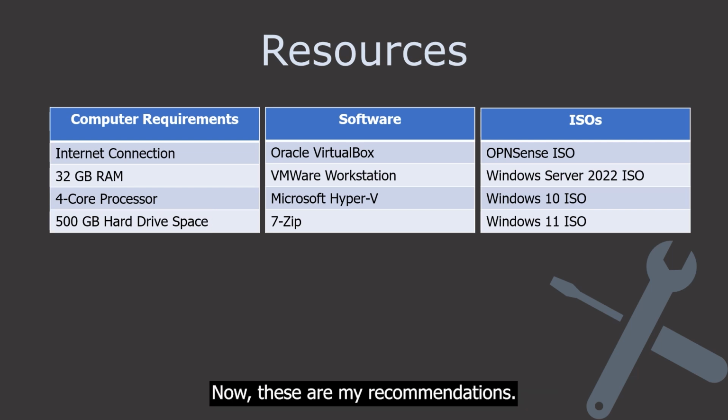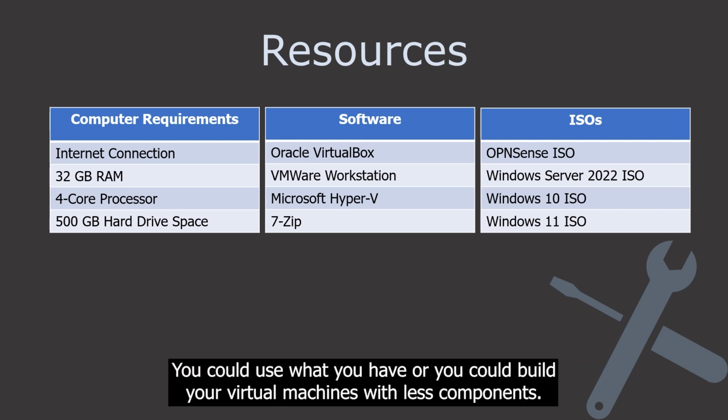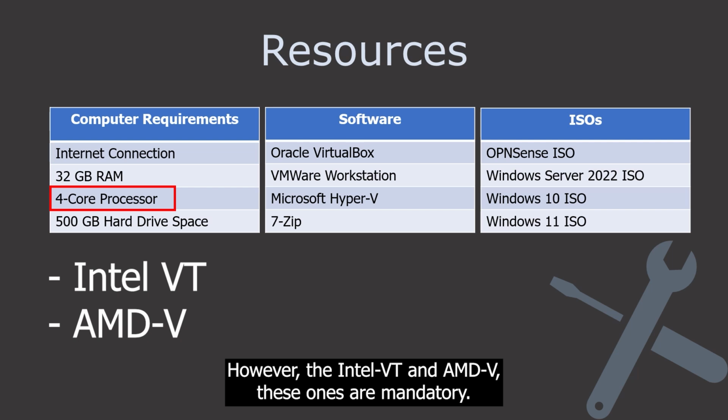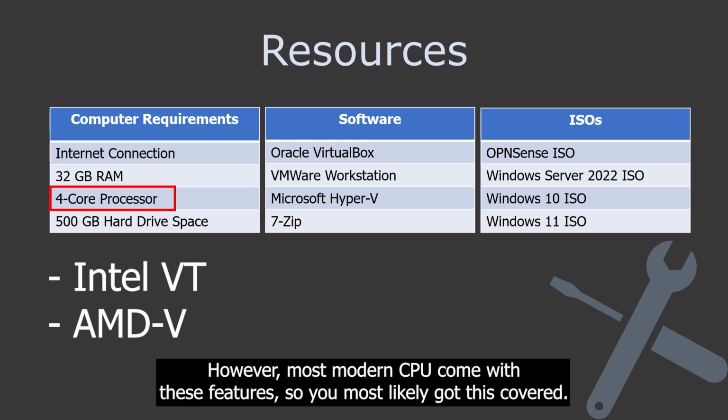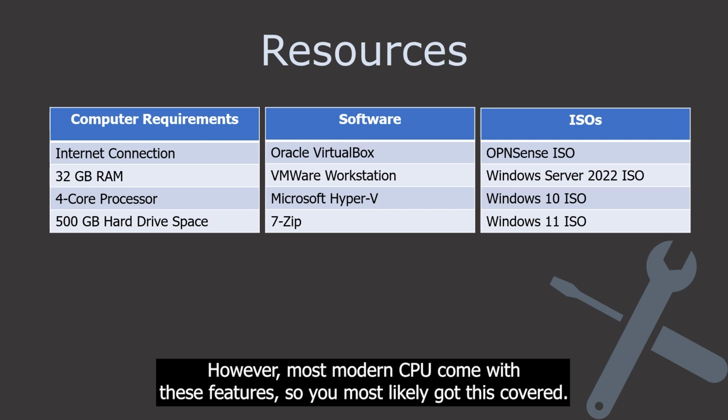Now, these are my recommendations. If you don't have these, that's okay. You could use what you have, or you could build your virtual machines with less components. However, the Intel VT and AMD V, these ones are mandatory. However, most modern day CPUs come with these features, so you most likely got these covered.